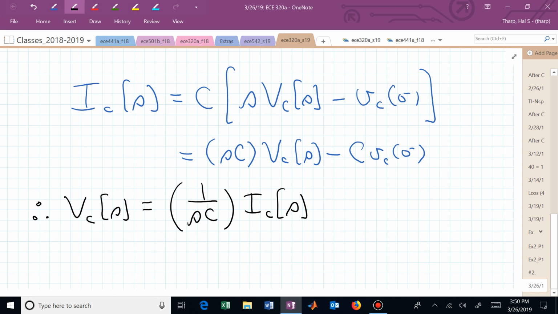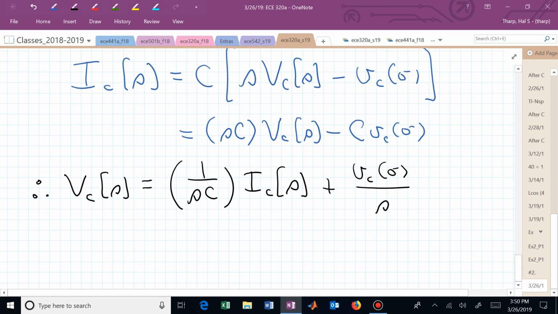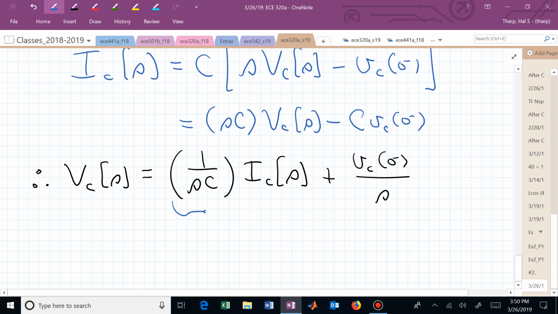If we now add C V sub C of 0 minus to both sides and divide by sC, do you see that the C's cancel? And we have then plus V sub C of 0 minus over s. This is now our impedance associated with a capacitor in the s domain, and this term is due to our initial condition.